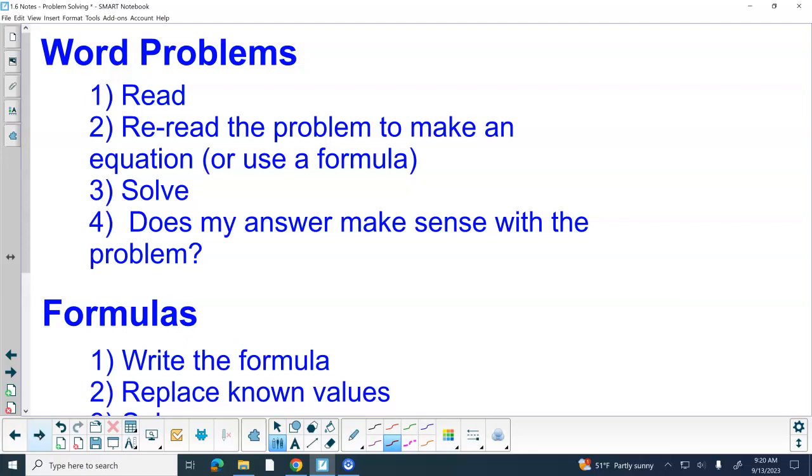Okay? So then, when you go back and you reread the problem in step number 2, you have to make an equation, if one is not given for you. Sometimes it'll say, use the formula, blah, blah, blah. Okay? So then you just have to use that formula. But if you don't, you have to make your own equation. Then you've got to solve it. Then you've got to ask, does this answer make sense?